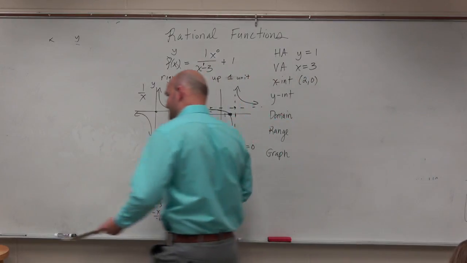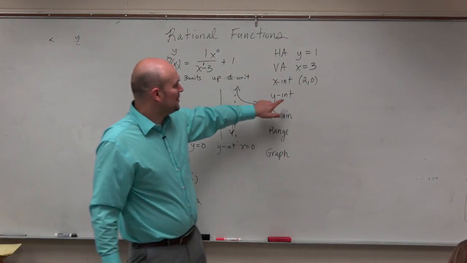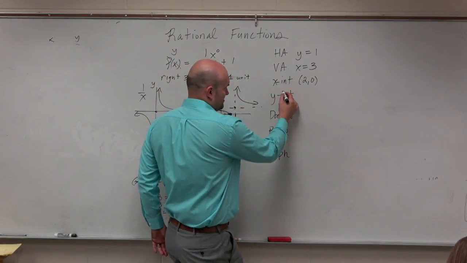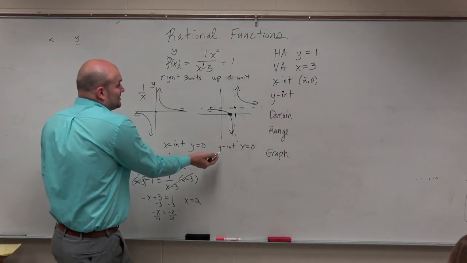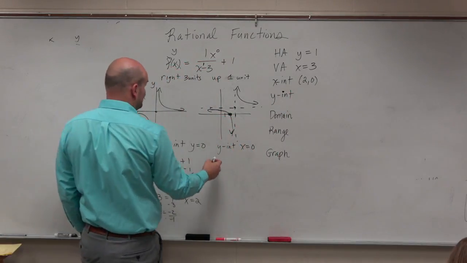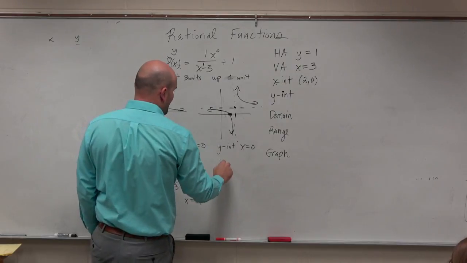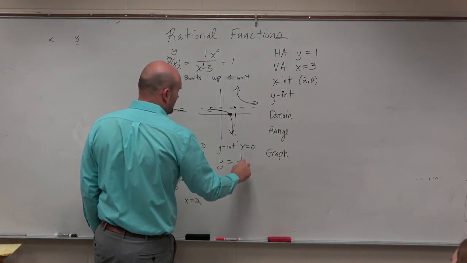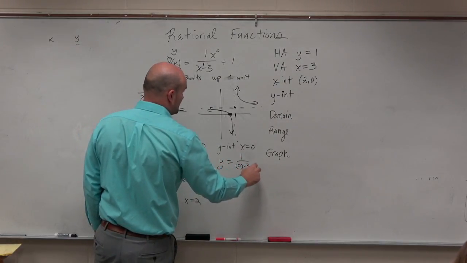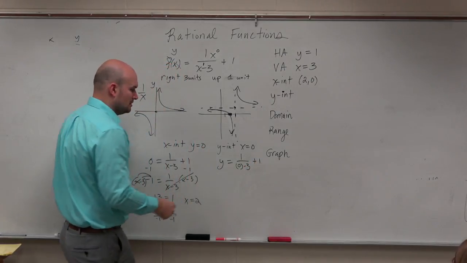That's interesting. Okay. Let's go and talk about your y-intercept. The y-intercept is when x equals 0. So all you're simply going to do is, let's just use this with y. Now you're going to set x equals 0. So y equals 1 over 0 minus 3, plus 1.